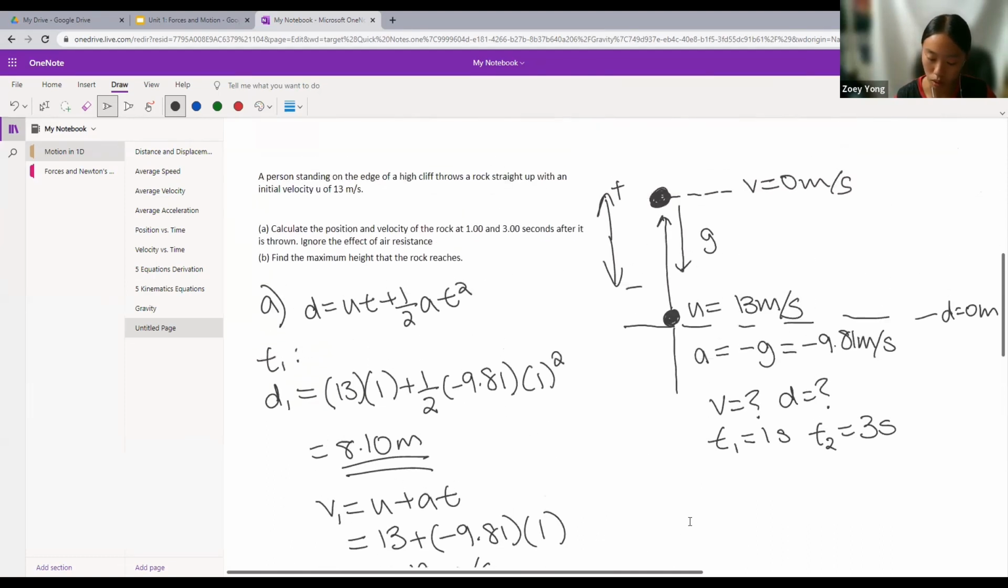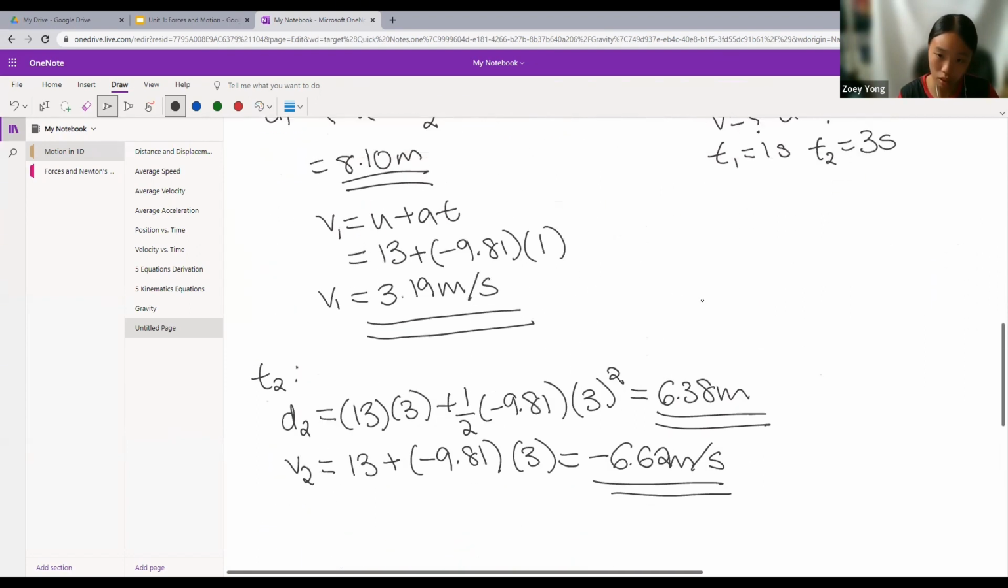It means that this rock, instead of moving up, is moving down, but it's still above its starting point. So the rock has gone like this, and now it's somewhere here because it's moving down, but still above the starting point.